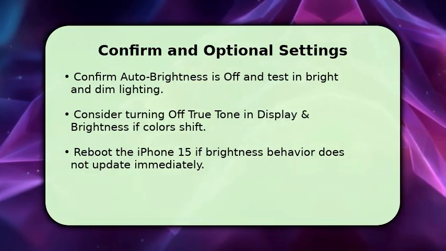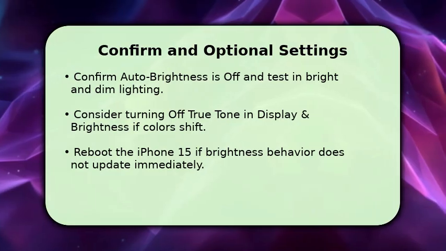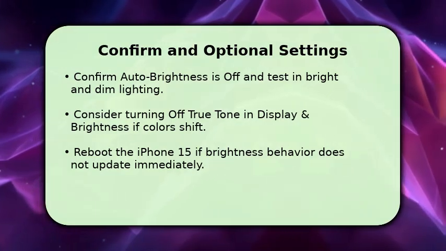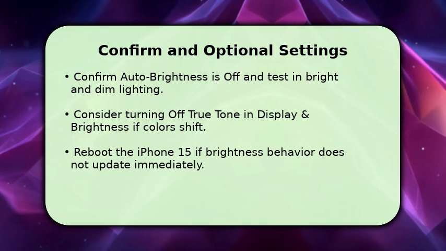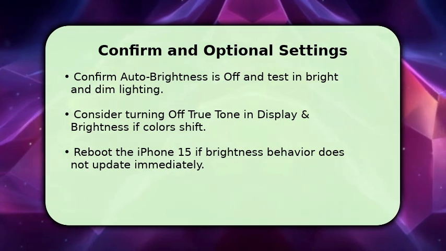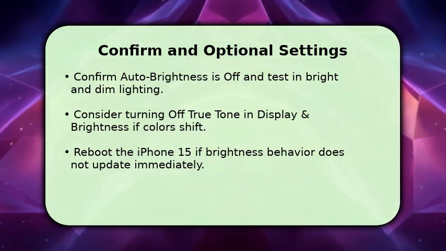If the device does not apply your changes, reboot the iPhone 15 to refresh system sensors and settings. You can also adjust night shift schedule if you want warmer tones at night, without automatic brightness control.